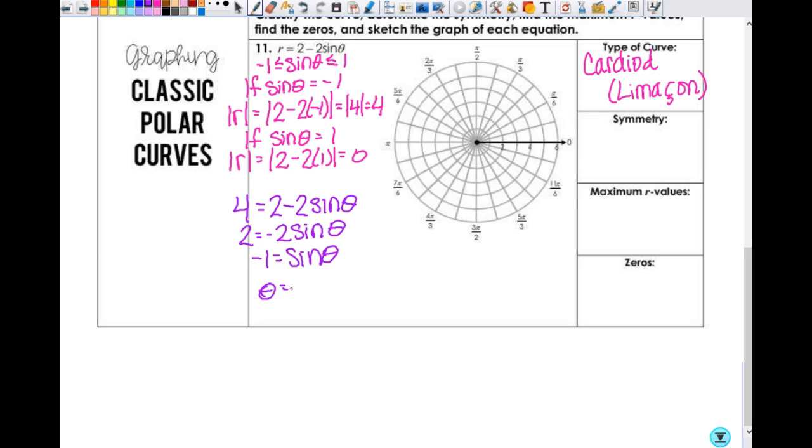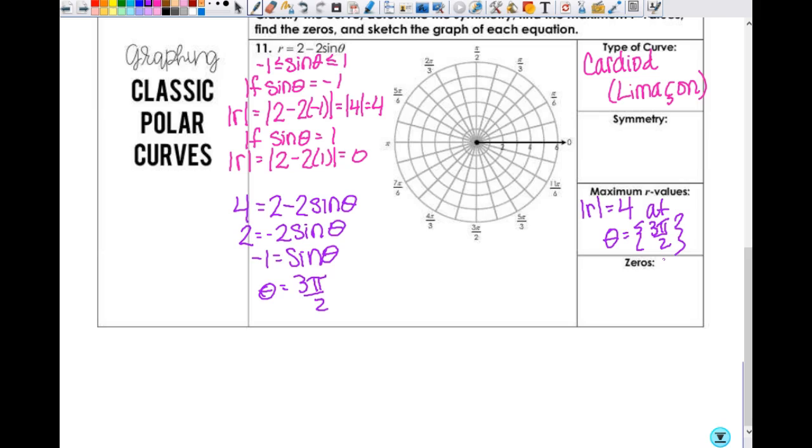So what would theta equal? 3 pi halves. Good. And that's it. So we can say for our maximum r values, the absolute value of r is equal to 4 at theta equals 3 pi halves. Everybody with me?